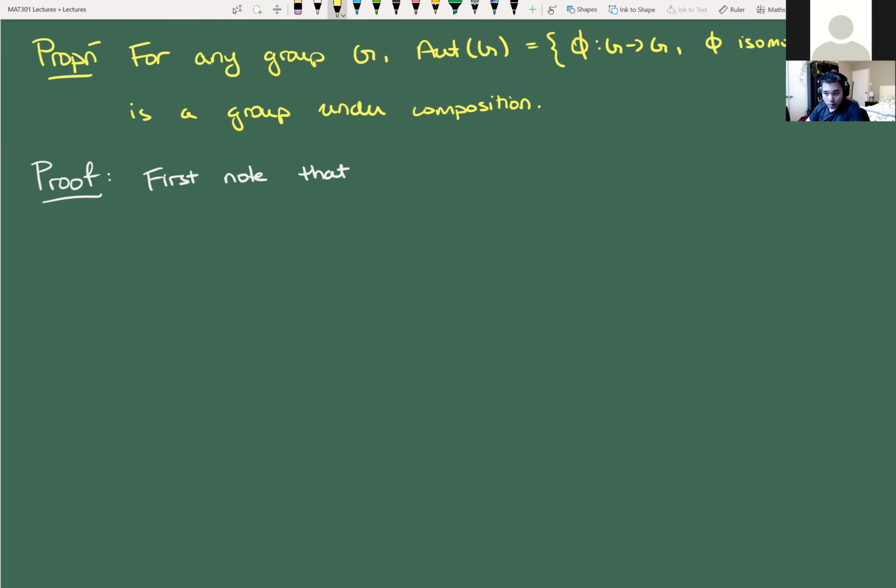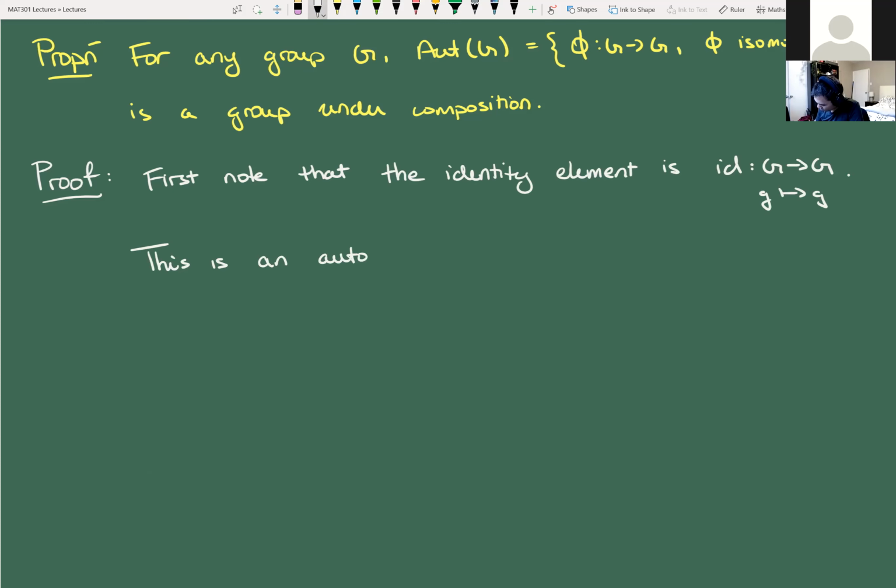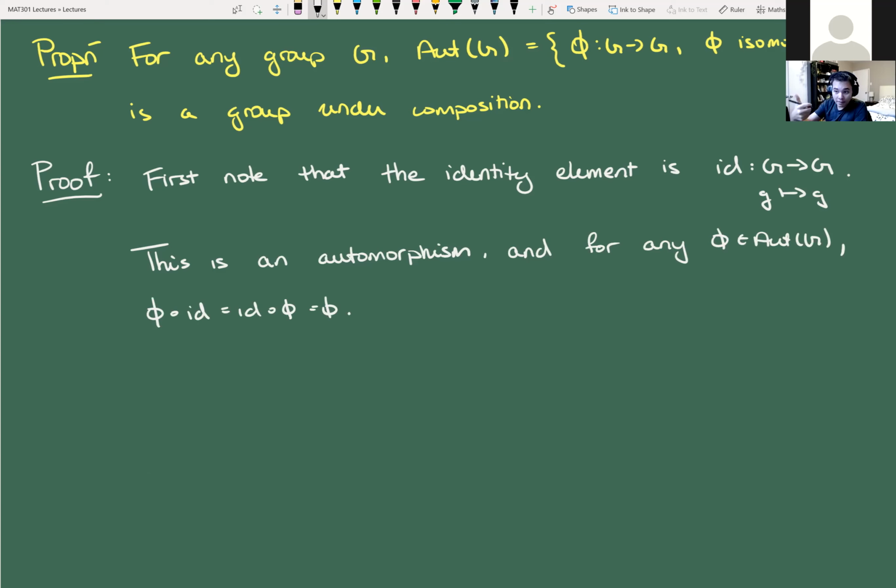Okay, so first note that the identity element is this thing, which just maps little g to little g. So this is certainly an automorphism. And the special property of the identity is that when you compose it with any other function, it doesn't do anything, right? For any phi in Aut G, phi composed with the identity, or the identity composed with phi, is just equal to phi. And that's exactly what you want the identity to do, right? So we have an identity.